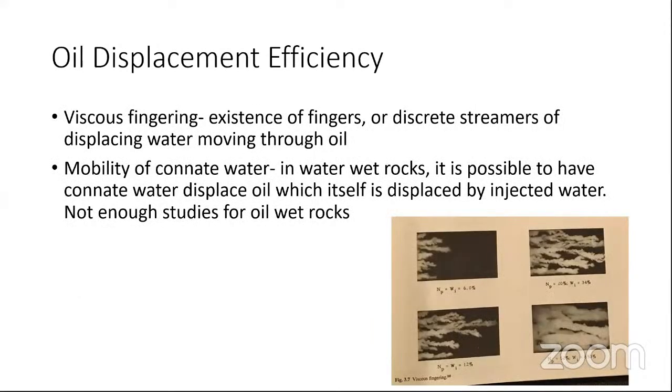Then you have viscous fingering, which is the existence of fingers or discrete streams of displacing water moving through oil. The mobility of connate water: in water wet rocks, it is possible to have connate water displace an oil which itself is displaced by injected water. So there's not enough studies for oil wet rocks.